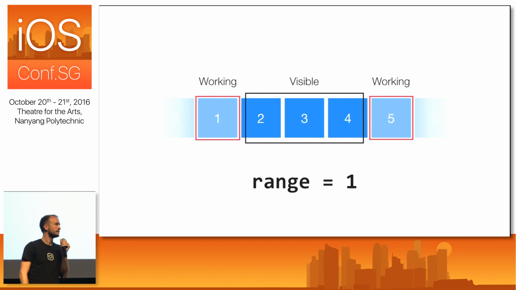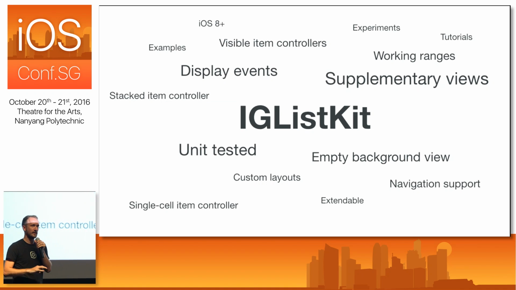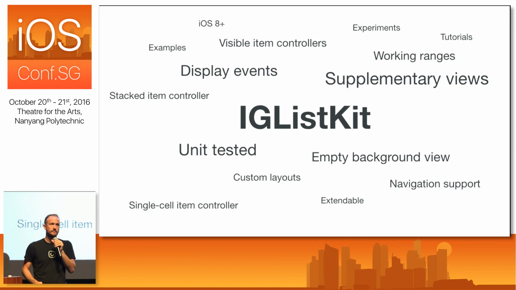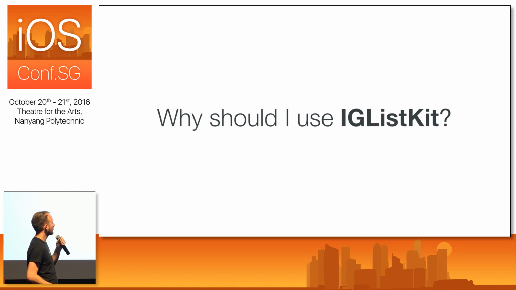And we have a ton of other features, a whole bunch of stuff that I have not even close to enough time to explain. But all those features aside, you might be asking yourself, why should I even use IGListKit? It's great, it works for Instagram. It seems to work fine for them. What does it mean for me? Should I actually use this? Well, I kind of summarize everything into some of our key features.